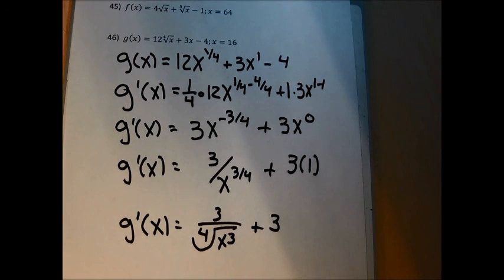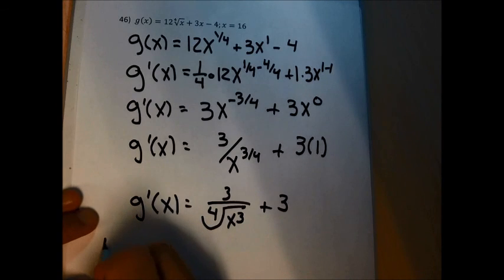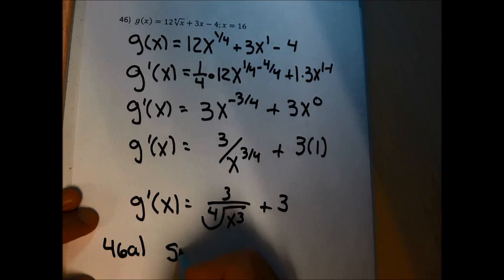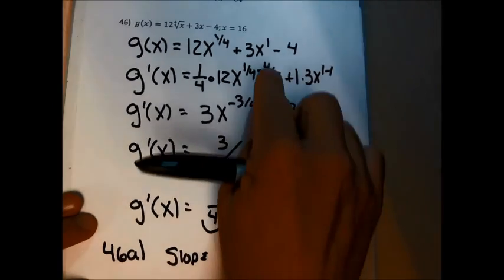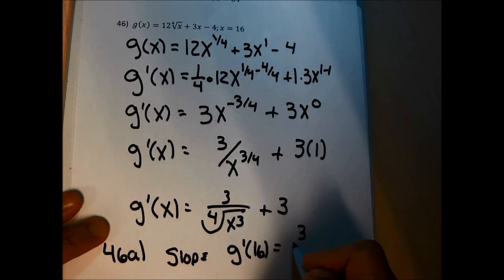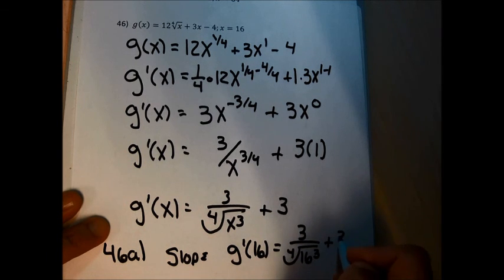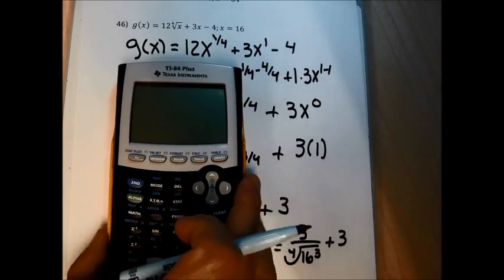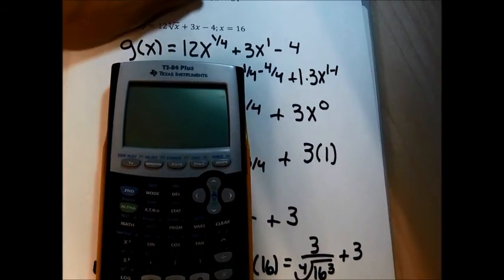Now I can do part A. To do part 46a, I want the slope of the tangent line, and the slope of the tangent line at x equal to 16 is going to be g prime of 16, which is 3 over the 4th root of 16 cubed plus 3. I could do that without my calculator, but I'm just going to use my calculator. I'm getting worn out right here, so I'm going to pull my calculator out and do this on my calculator.